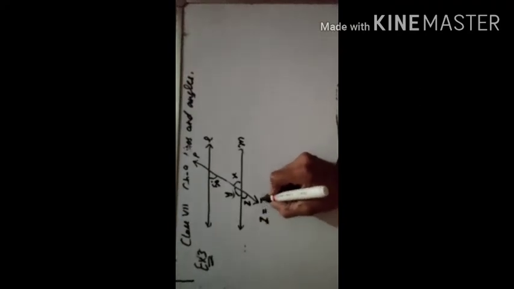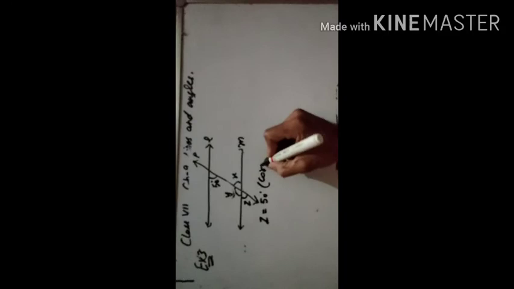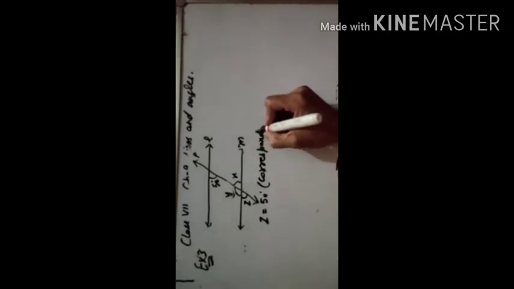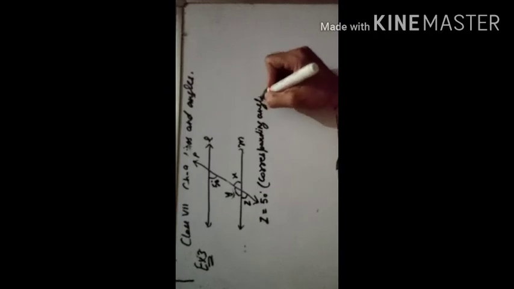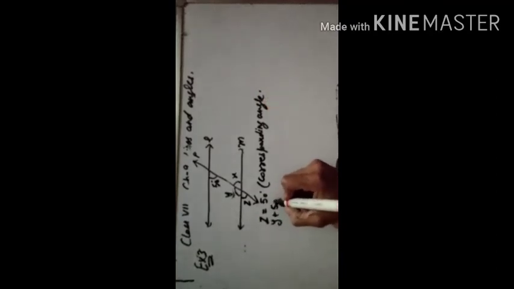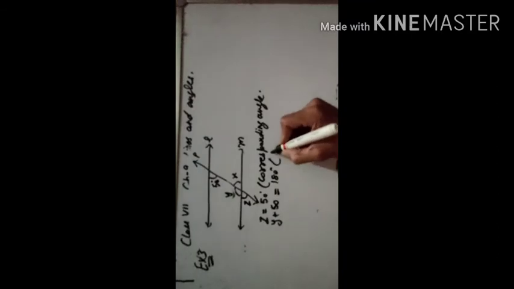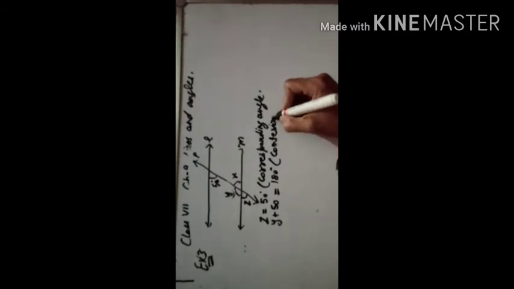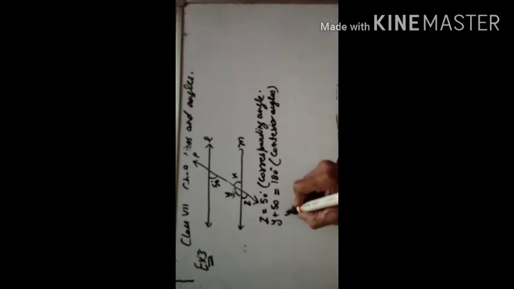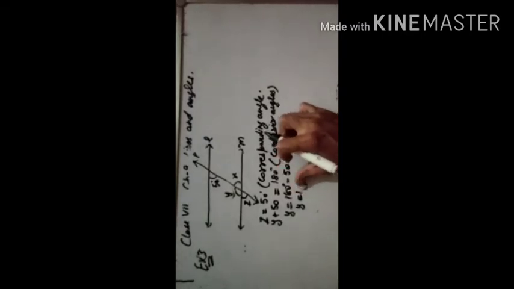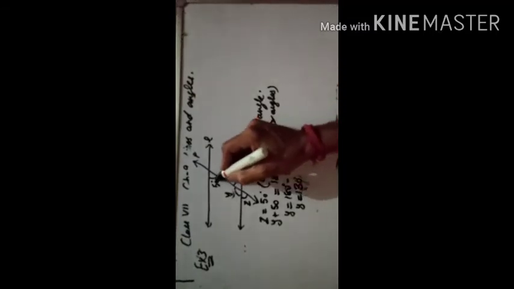Now z is equal to 50, corresponding angles. Now y plus 50 is equal to 180 degrees, co-interior angles. So y is equal to 180 minus 50. y is equal to 150. Sorry, y is 130. Now x is equal to 50, alternate interior angles.